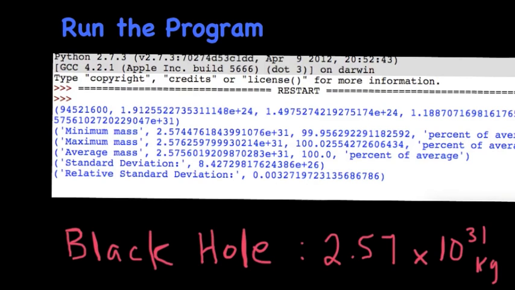When we run the program, we find that the black hole has a mass of about 2.57 times 10 to the 31.